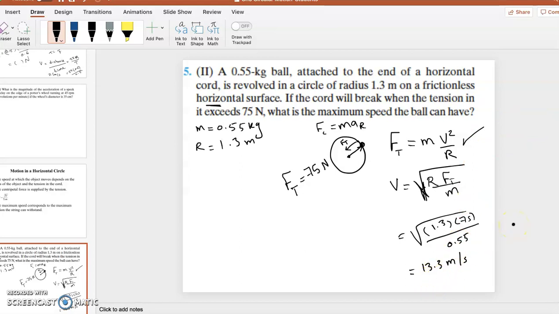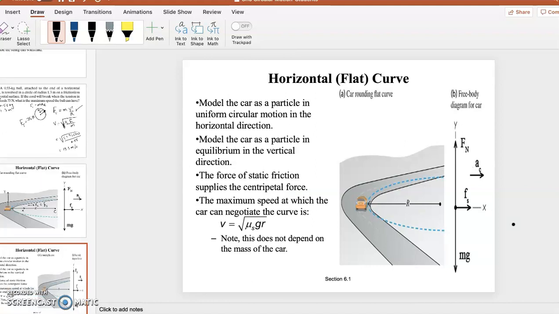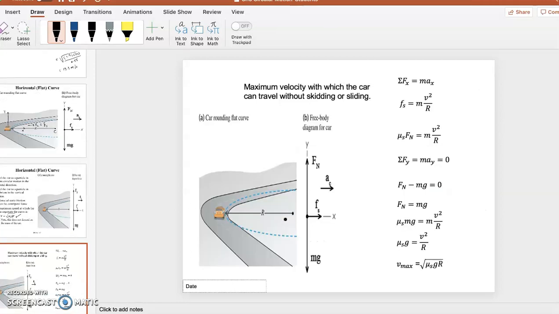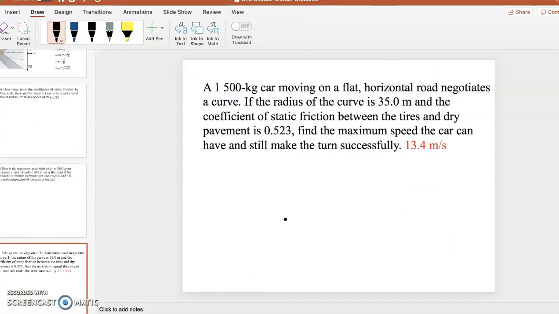All right, guys, now I want to start a new topic, which is the banked angle, or the banked curve. Just as a reminder, this was the flat one, and we figured out the maximum speed at which we can keep the car negotiating the curve without slipping. And this was all about it. These are all problems, by the way, that you can go through, and the answers are here. It's about a simple flat curve.